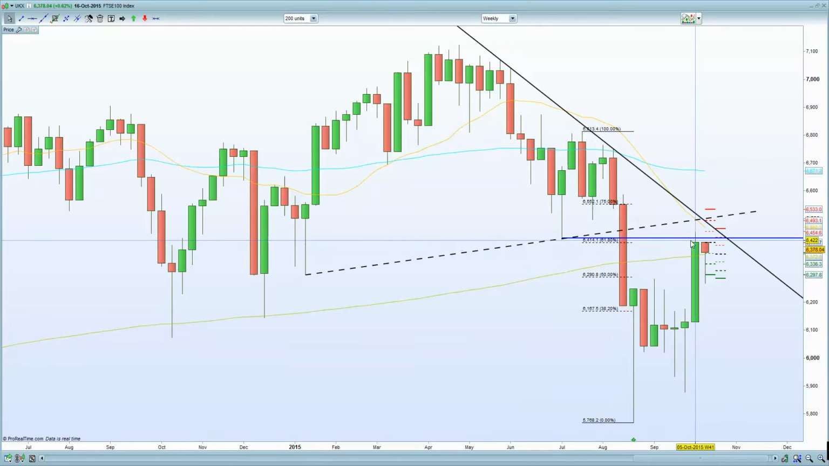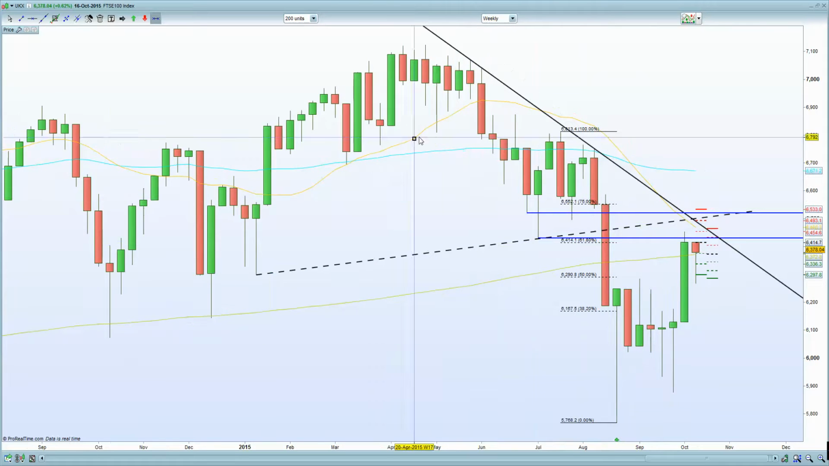Now 6430, 6450, if we close above that, then obviously you are looking at a potential short squeeze, and you're slamming right into the 6500 level. Previous support equals resistance again at 6530. So there are the two zones that you'll be looking at. Obviously the fib 75% is 6550, so again that can certainly come into play.